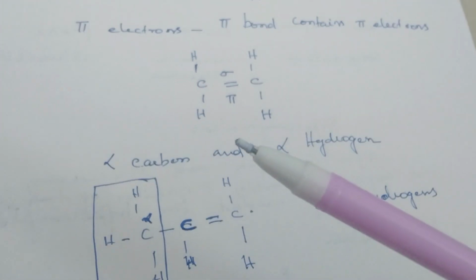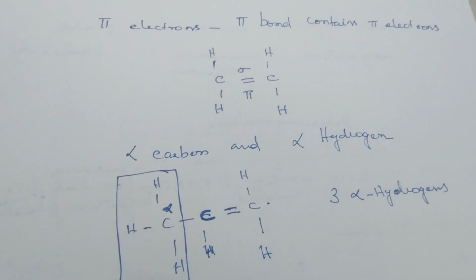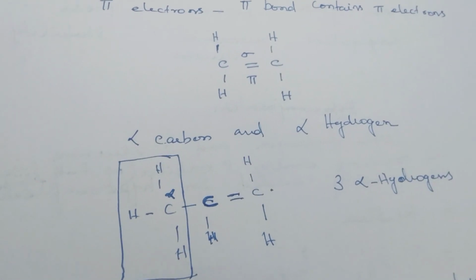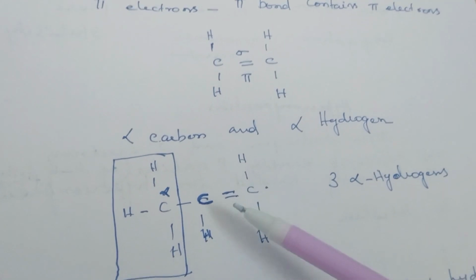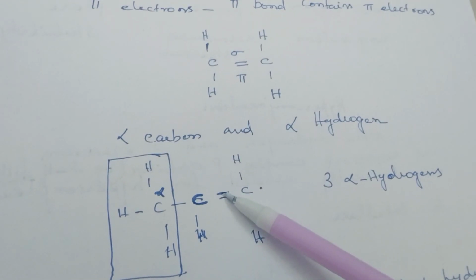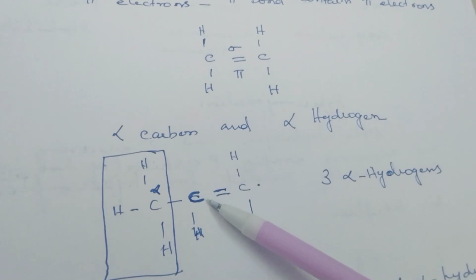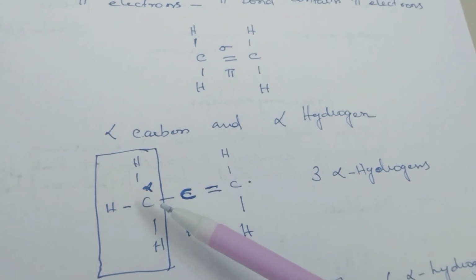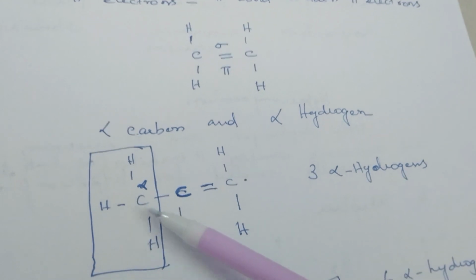Another point you have to remember: alpha carbon and alpha hydrogen. What is meant by alpha carbon? What is meant by alpha hydrogen? Let us take propene. In propene, the double bond is present between the first and second carbon. This carbon has the double bond, that is, the functional group is the double bond here. The carbon which is next to the functional group carbon is called alpha carbon.